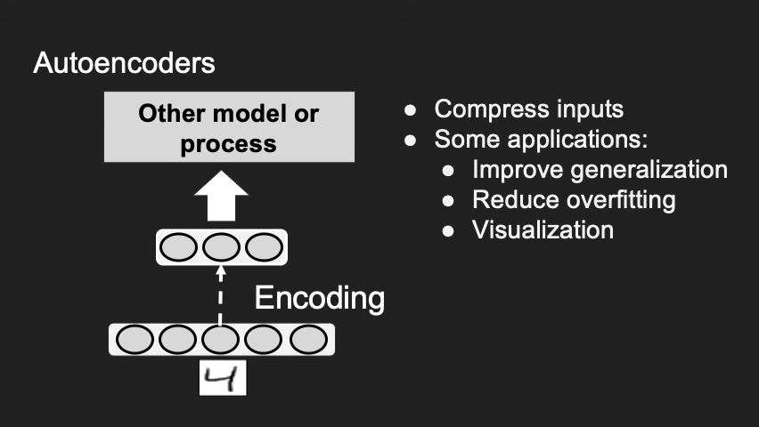Finally, autoencoders can be used for many different applications. They can be used to compress the input, but also as a pre-processing step to improve the generalization of other models, or as a dimensionality reduction tool for visualization.